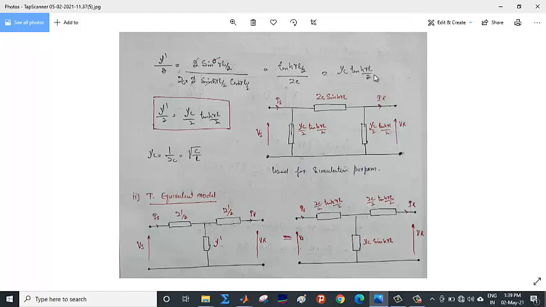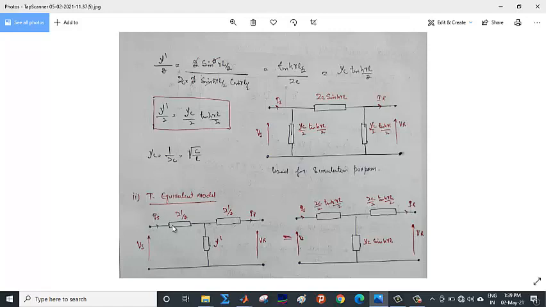So this calculation of the equivalent pi network for the long transmission line is used for simulation purposes. Because in simulation, when we use the long transmission line, we don't have the actual network or actual circuit. So we have to use this circuit, and the parameters of this circuit are to be calculated like this. When we calculate the parameters like this, then we can use this for simulation purposes. Similarly, by using a similar analysis, you can also calculate the T equivalent model.